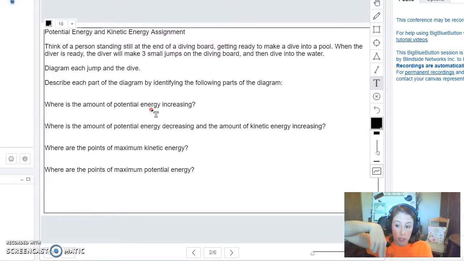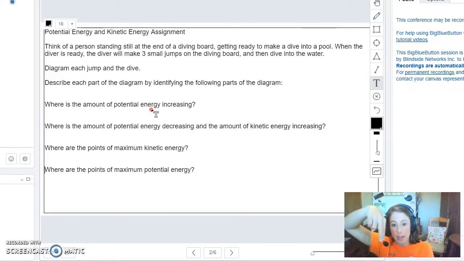With potential energy, the possibility for energy, when we're on the diving board or when we're up in the air, we have our potential energy, our possibility for energy. So where is the amount of potential energy increasing? That's going to be at the height of the jump. So our diver is still here. We've jumped, we've reached the height of our jump. We're momentarily still again before we either come back down or we make our descent into the pool.